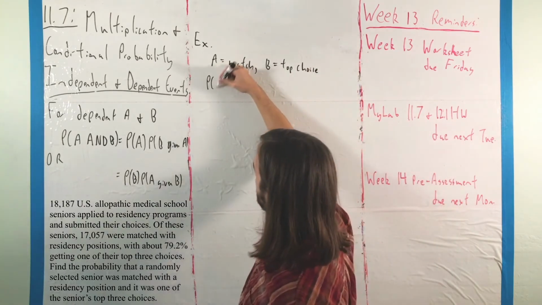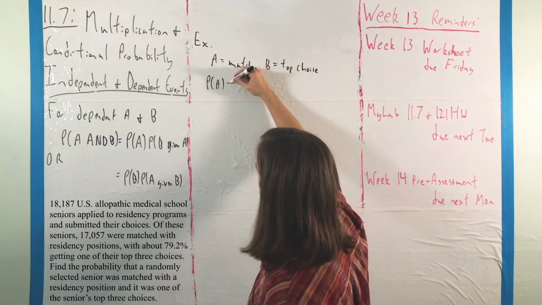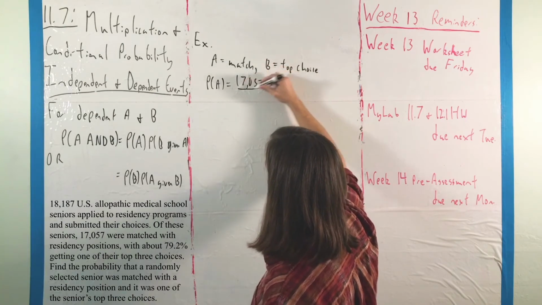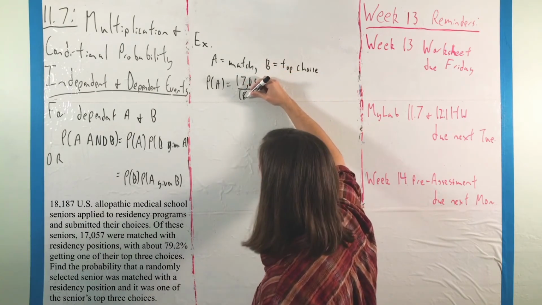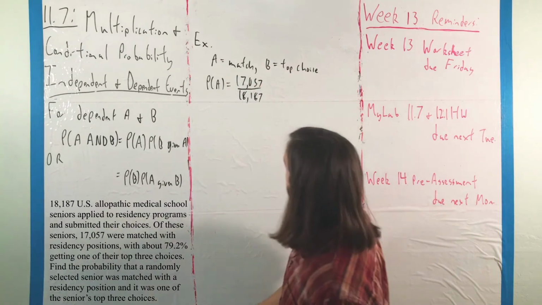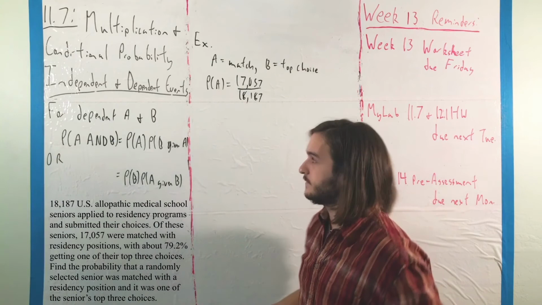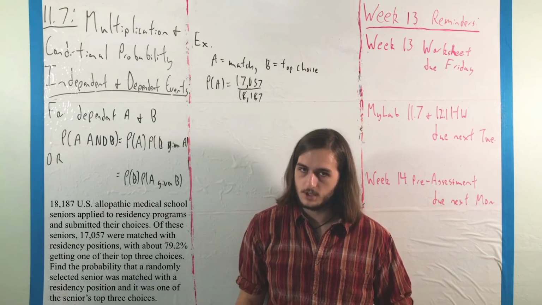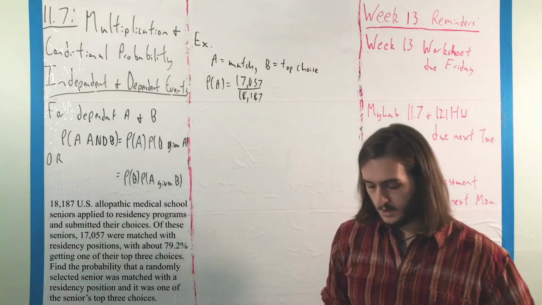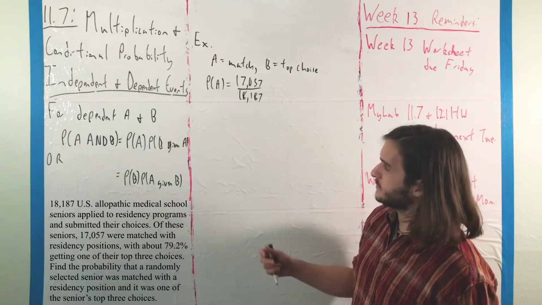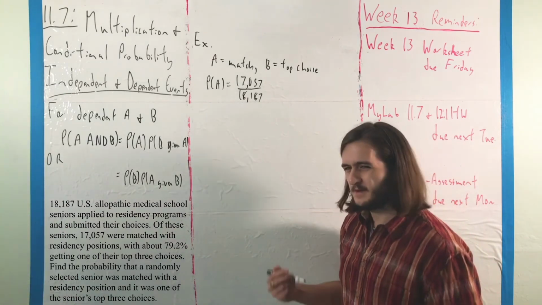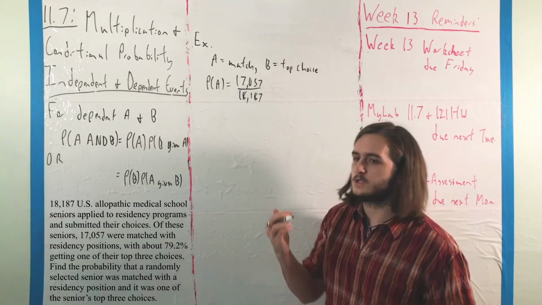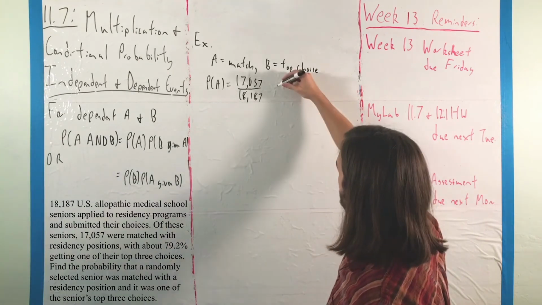then we have that the probability of A is that value 17,057 over 18,187. That is, the probability of them getting a match comes from the 17,057 who matched divided by the total number who applied. Meanwhile, for the second choice, we don't get the probability of B directly quite so much as we get the probability of B given A.